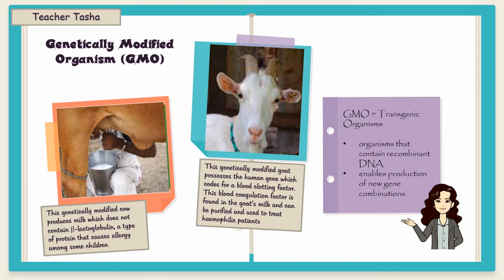So we have here a few applications. We have a genetically modified cow which produces milk that does not contain lactoglobulin, which is a type of protein that causes allergy among some children. And goats are also genetically modified to possess the human gene which codes for blood clotting factor. This is used to treat hemophiliac patients, since hemophiliac patients can't really have their blood clot.